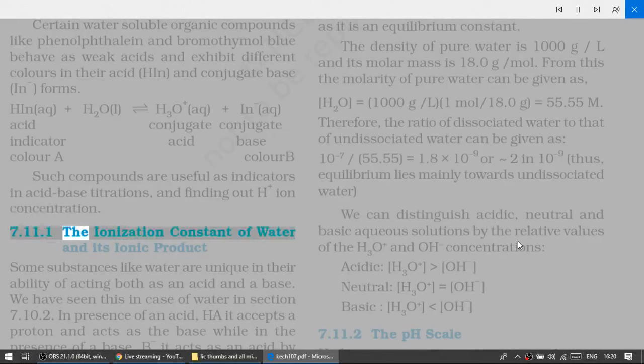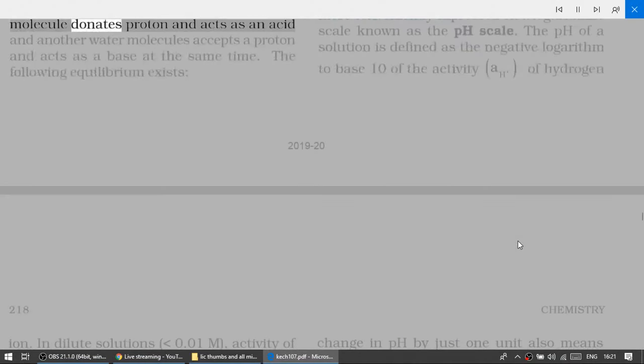The ionization constant of water and its ionic product. Some substances like water are unique in their ability of acting both as an acid and a base. We have seen this in case of water in the previous section. In presence of an acid, it accepts a proton and acts as the base, while in the presence of a base, B, it acts as an acid by donating a proton. In pure water, one H2O molecule donates a proton and acts as an acid, and another water molecule accepts a proton and acts as a base at the same time.